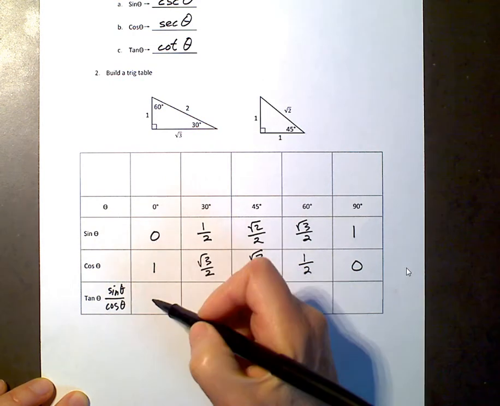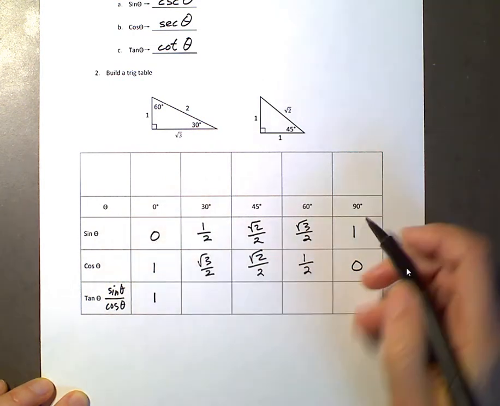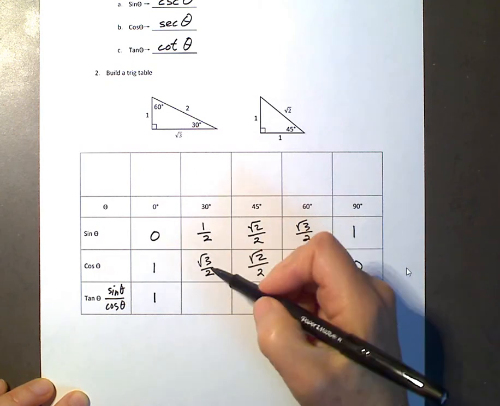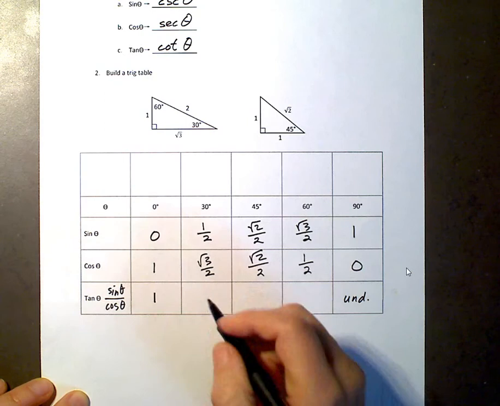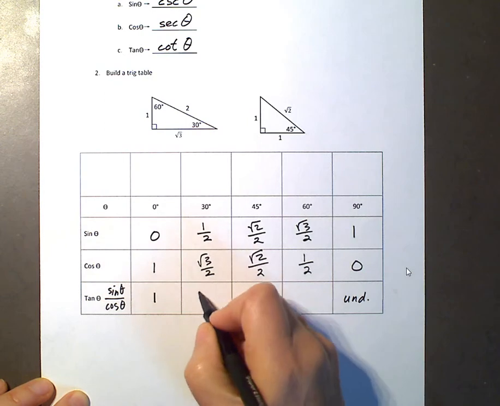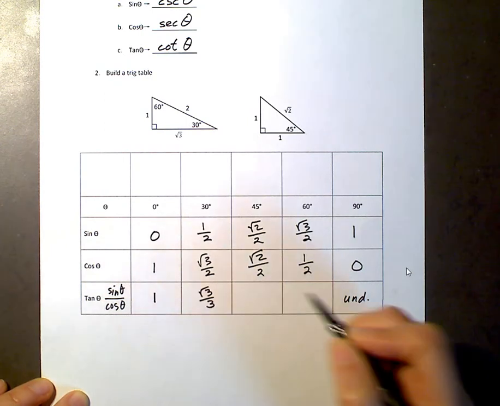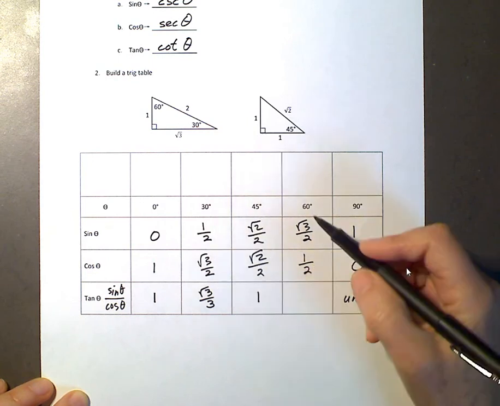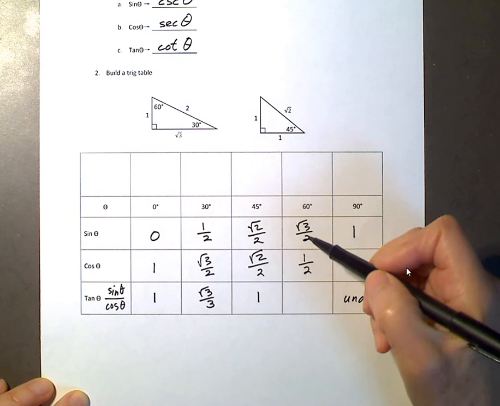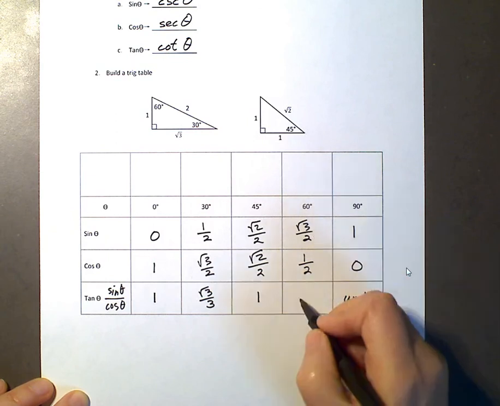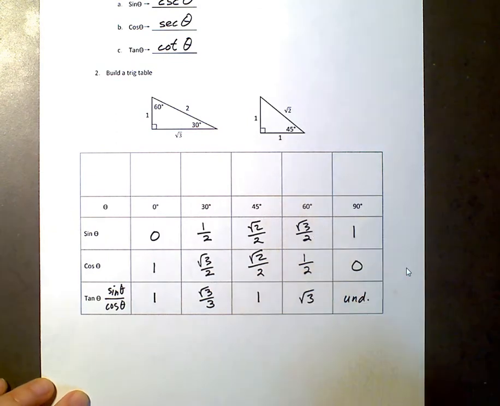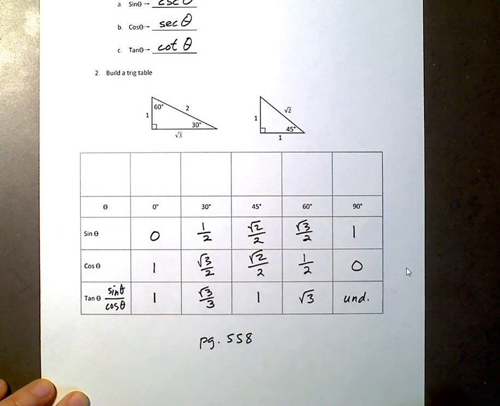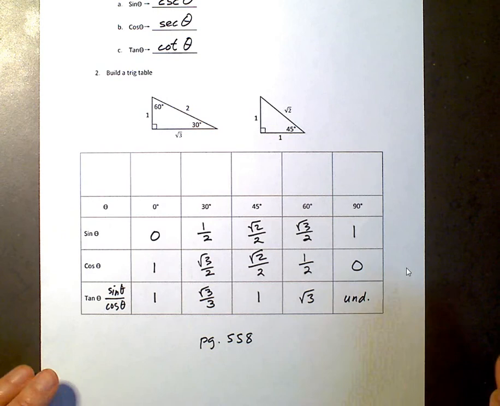So 0 divided by 1 is 0. 1 divided by 0 here is undefined. 1/2 divided by root 3 over 2 is 1 divided by root 3, and simplifies to root 3 over 3. 45-degree angle, sine divided by cosine is 1, and a 60-degree angle, root 3 over 2 divided by 1 over 2 is just root 3 over 1, which is root 3. So this is all on page 558 of your book for reference, but those are going to be good and important to memorize.